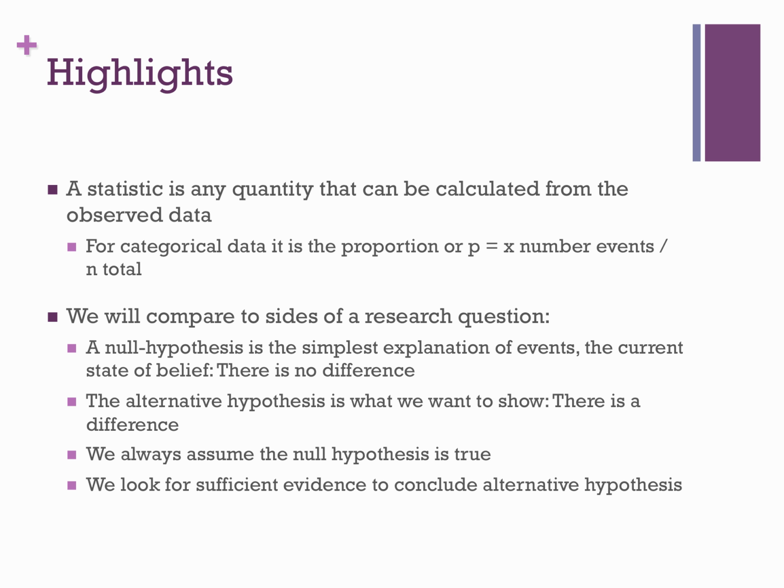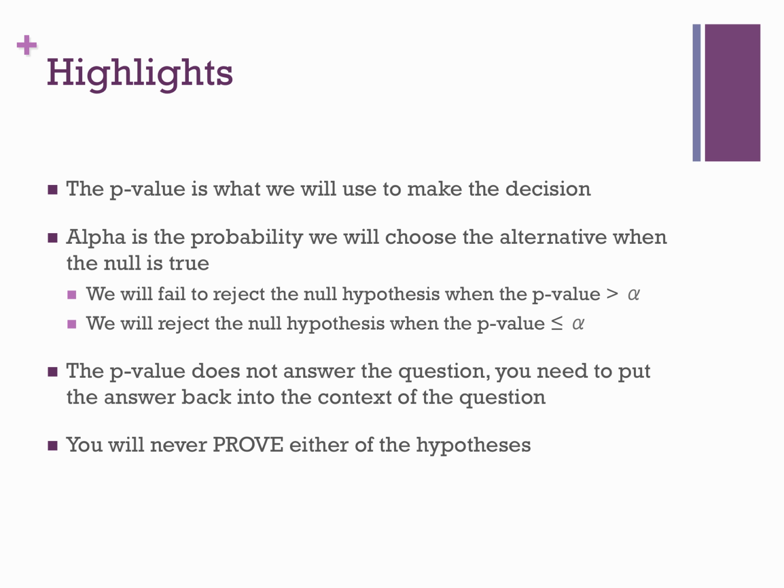The alternative hypothesis is what we want to show. There is a difference. There is something new. That is usually termed the research hypothesis. We will always assume the null is true. We will be looking for sufficient evidence from our data to change our minds and conclude the alternative. The p-value is what we use to make this decision between the null and alternative. We will compare our p-value to alpha.